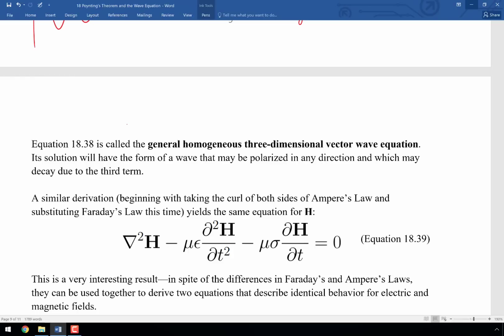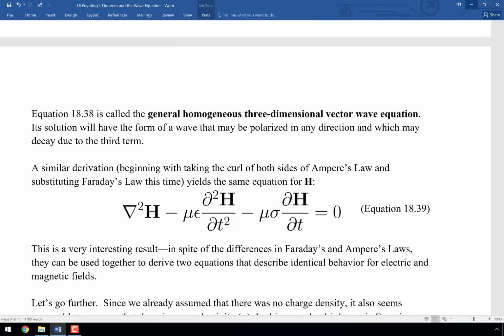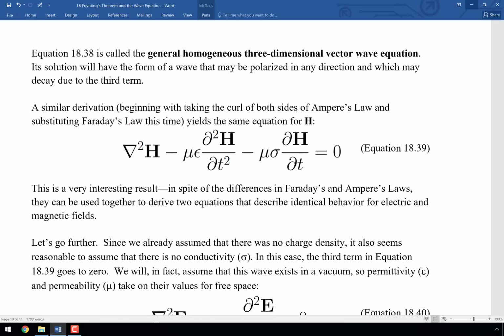Here we start with taking the curl of both sides of Ampere's law, and then we substitute Faraday's law, rather than vice versa. That yields the same equation for H. And this is very interesting. Ampere's law and Faraday's law, which came about from completely different perspectives, when we combine them together, they yield two equations that show that the behavior of E and the behavior of H will be exactly identical to each other. It's an underestimated result. That deserves some special consideration.